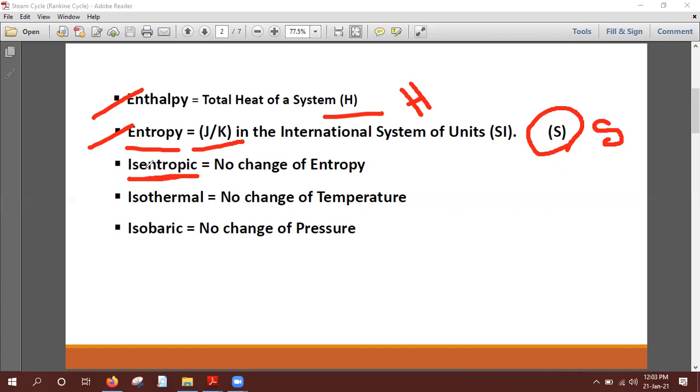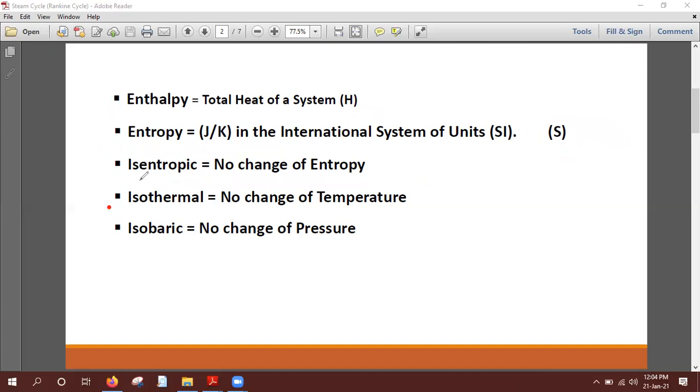When you have the same number, that means you don't have any change. So isentropic, "isen" means no change, and entropic relates to heat, so it means no change of entropy. Okay, so these are some special words that we need to understand. Isentropic means it is related to entropy, and "isen" means no change. It will remain the same.